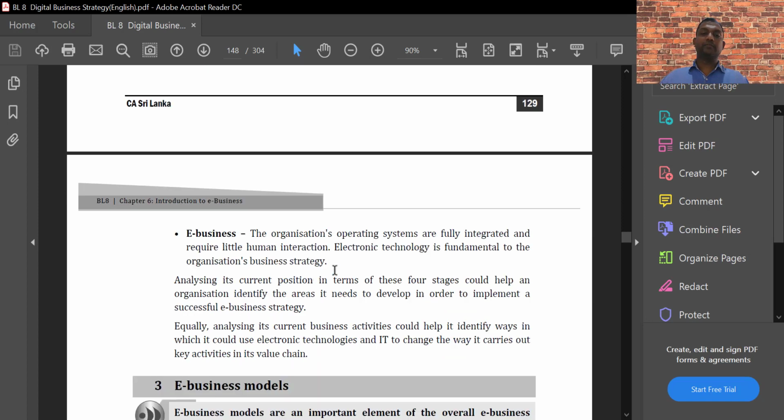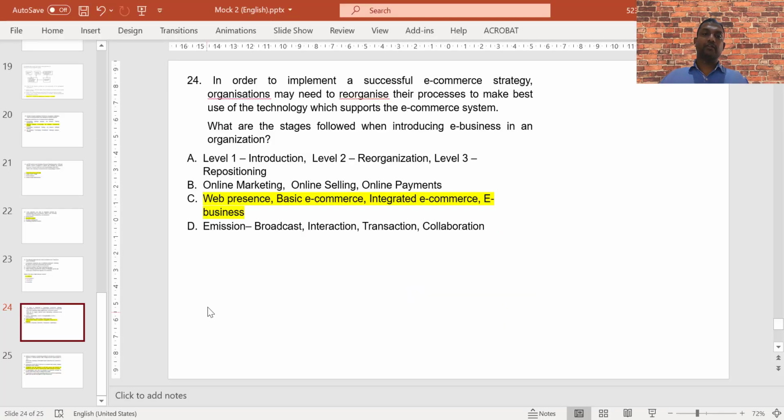And then finally, almost all the business processes are converted or digitalized, and electronic technology has become the fundamental technology for this organization in performing their operations. So those are the 4 steps. If you look at the answers given, web presence, basic e-commerce, integrated e-commerce, and e-business are the steps when introducing an organization to become an e-business.